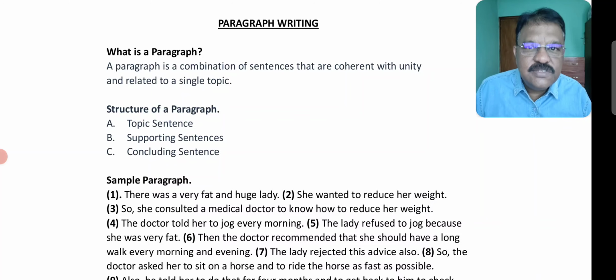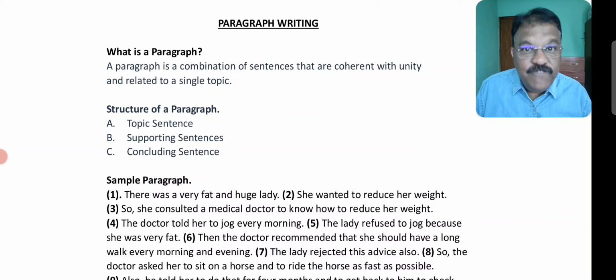Now, my dear viewers, since we have already seen what a paragraph is, and of course, you have understood the meaning of coherency and unity, and we have also seen what is a topic sentence and what are the supporting sentences and what is a concluding sentence, when we know all these things, we should also know whether the paragraph we have written is in a good structure.